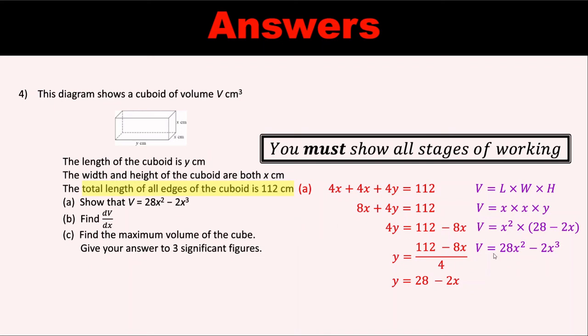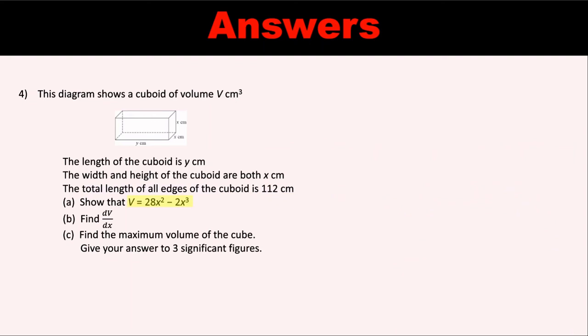So for part B, since we already have the volume formula, we just need to differentiate it. It's in the correct index format. I've got a power of x, which I can multiply out front and subtract 1 from that power. So dv dx is 56x minus 6x squared. Now that I've got dv dx, let's look at part C and find the maximum volume of the cube.